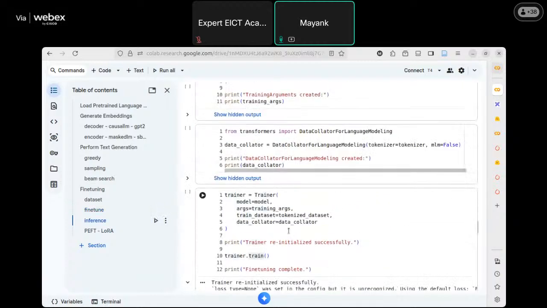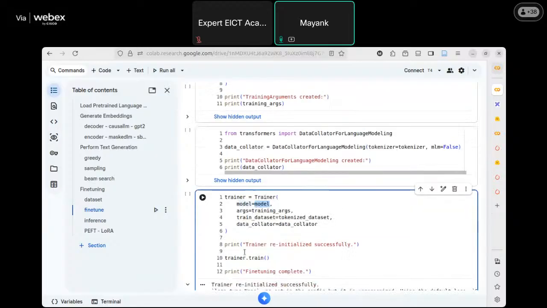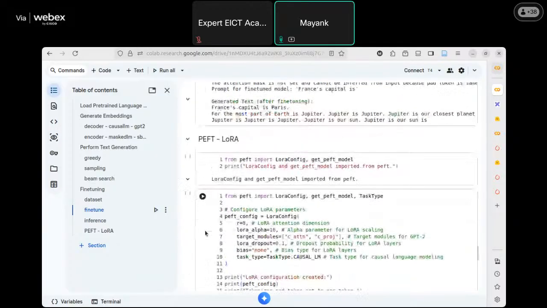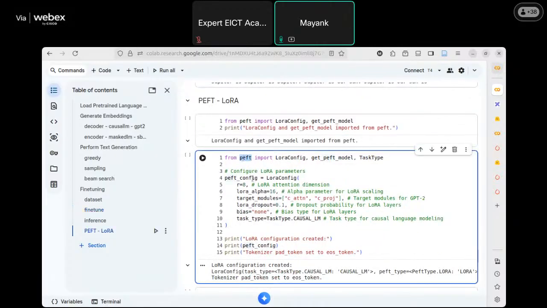Similarly, in case of a PEFT model, the only thing that changes is that instead of model, we use our PEFT model. And how do we get a PEFT model? It can be obtained by using this library from Hugging Face, which is called PEFT, and we simply give it our configuration. I told you about one of the techniques, but PEFT is a set of techniques. Just keep that in mind.